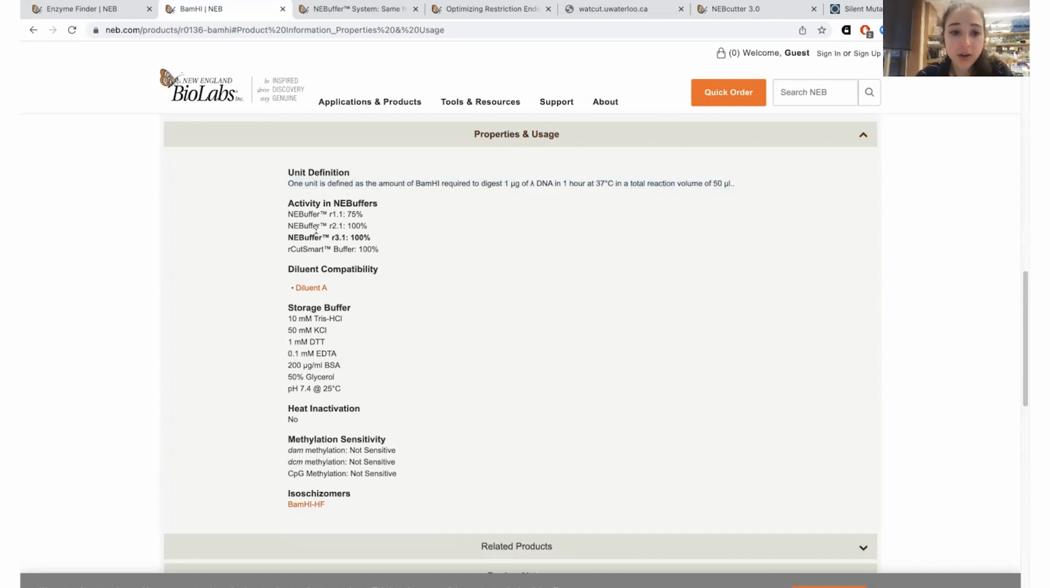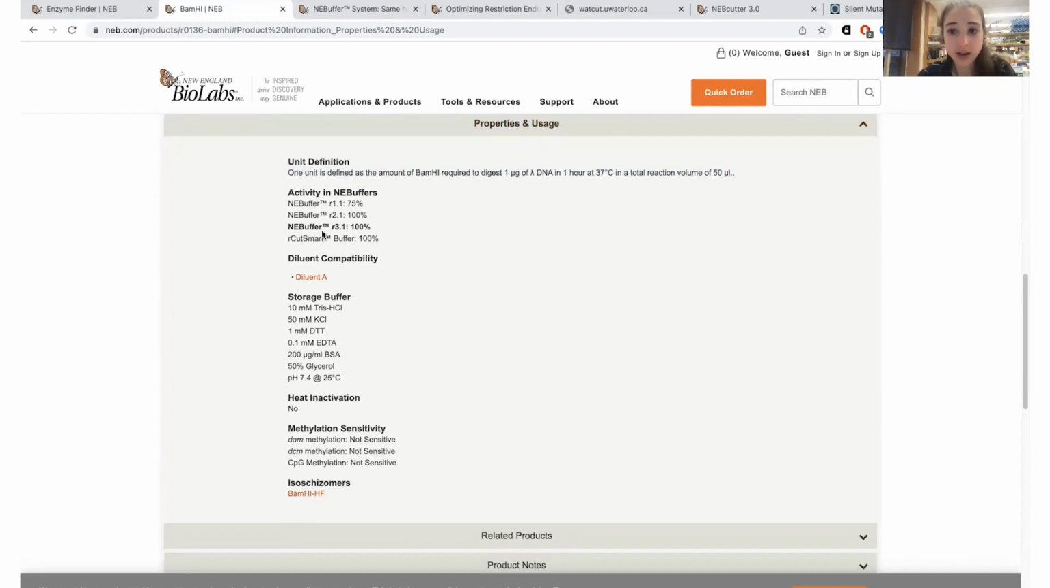It's also going to tell you about the activity in various buffers. The buffer information gets kind of confusing because the buffers have changed over the years. It used to be that you would use buffer 3, but with buffer 3 you would have to add BSA. BSA, bovine serum albumin, is an abundant protein from cow blood, and it's a generic protein that we use for a lot of different things. In this case, it's being used to prevent absorption of your stuff to the sides of the tube.